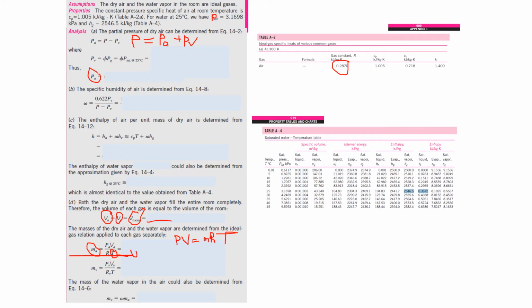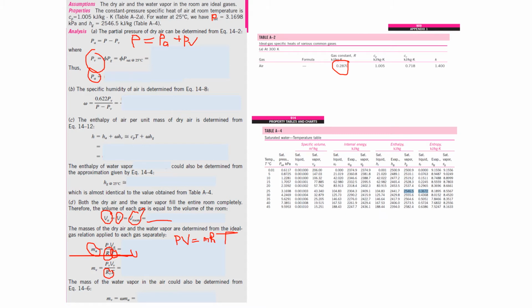Now repeat the same thing for the mass of water vapor. So you know Pv, which is given here. This is our Pv, so use that value. V, the volume, is the same, R is again the same value that you have, and T is the same, and you should be able to get the mass of water vapor. Now you have to be very careful. The R value here for water vapor is different than the R value that you have here for air.